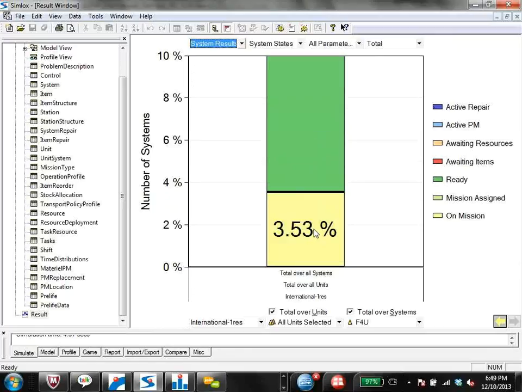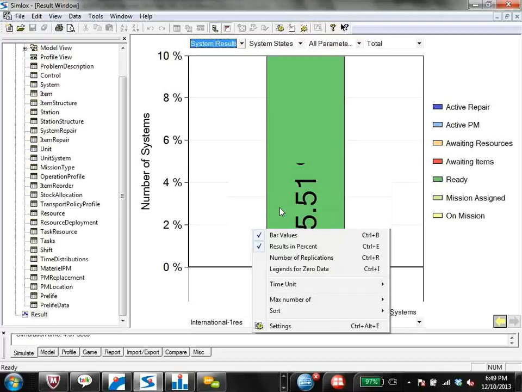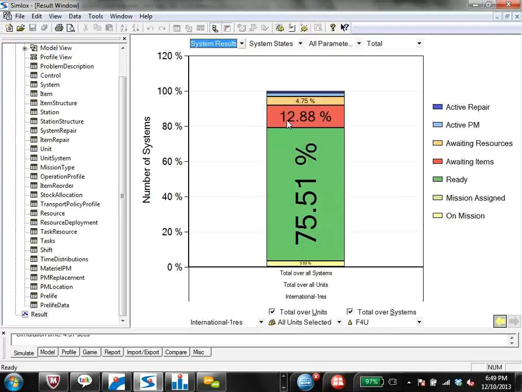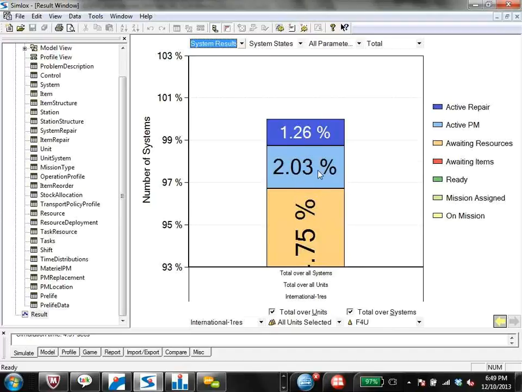that actual mission profile was only a 3.5% utilization. I'll cancel that zoom. See, we have a lot of availability. Some amount of our unavailability is waiting for items. Some amount is waiting for resources. In this case, that's people and test equipment. And then we have some systems in active repair and active preventative maintenance. We're looking at the totals there.